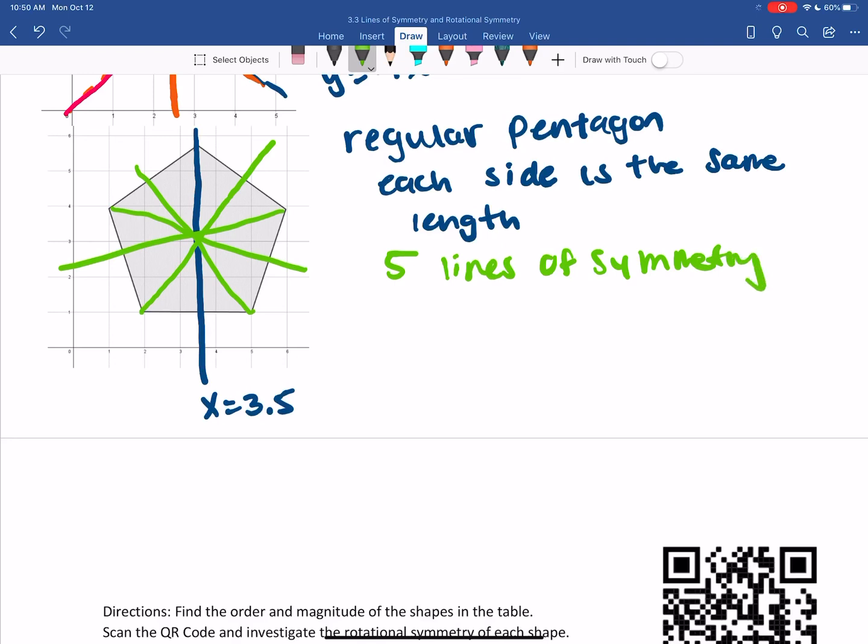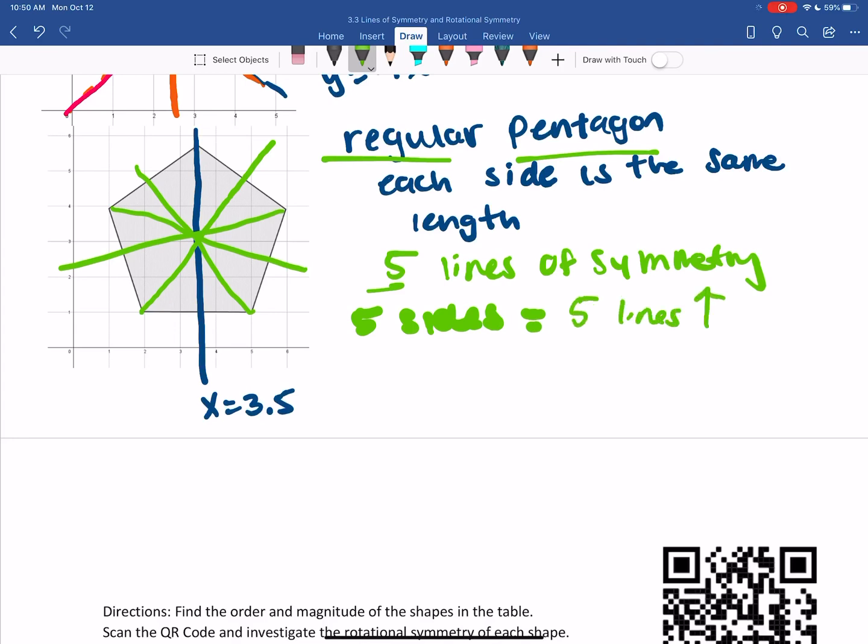Okay, this is a very important idea: if I have a regular pentagon, or any regular shape at all, it has the same number of lines of symmetry as it does sides. So a pentagon has 5 sides. That means it has 5 lines of symmetry.